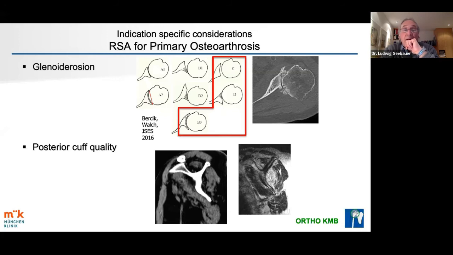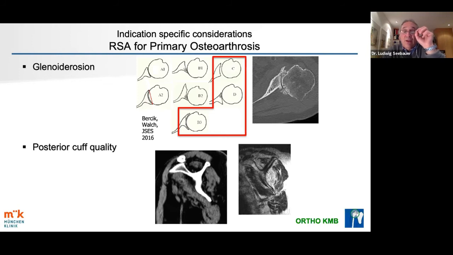And he updated his primary classification in 2016 with a B3 type and a C type, which he now distinguishes into C1 or C2, and a D type. And what he has shown is that specifically in the B3 and C glenoids, if you do an anatomic arthroplasty, and the retroversion of the glenoid is bigger than 25, 27, 30 degrees, then you will have a bad result with an anatomic arthroplasty.